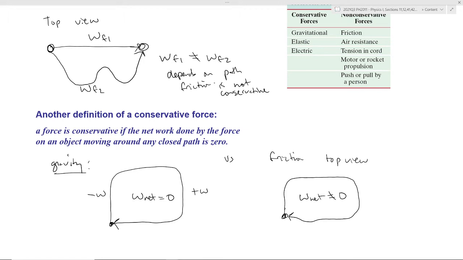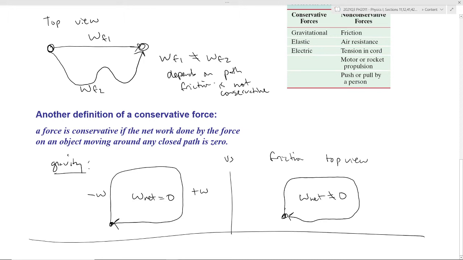So this can be another way of thinking about this distinction between conservative and non-conservative forces. Basically, if you make a loop with a conservative force, the net work will be 0. If you make a loop with a non-conservative force, it won't. It's going to have some value.